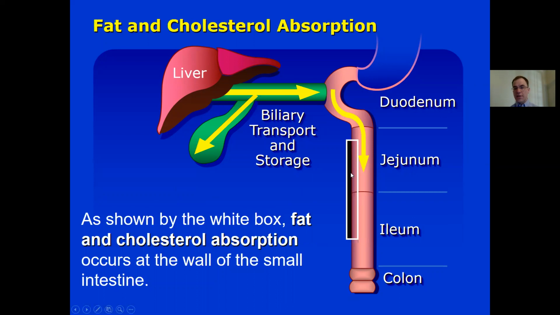Next up, what we're going to talk about in just a little bit is the absorption: how you get those monoglycerides, cholesterol, and fatty acids from the lumen of the small intestine, and how they eventually make their way into our circulatory system, or the blood.